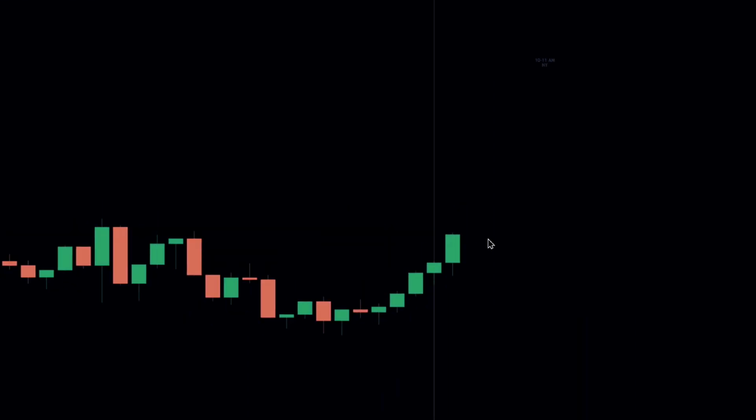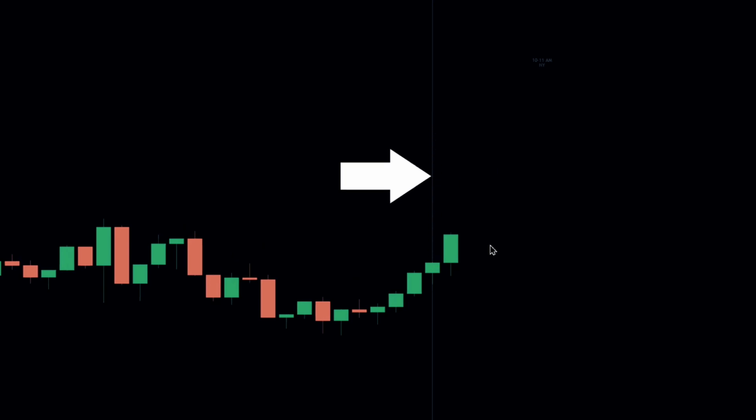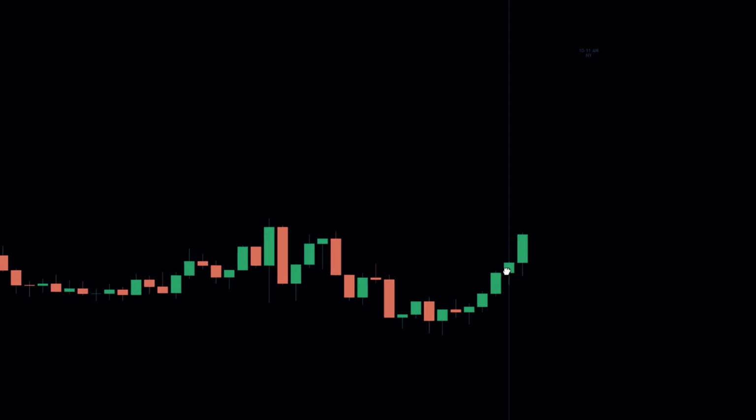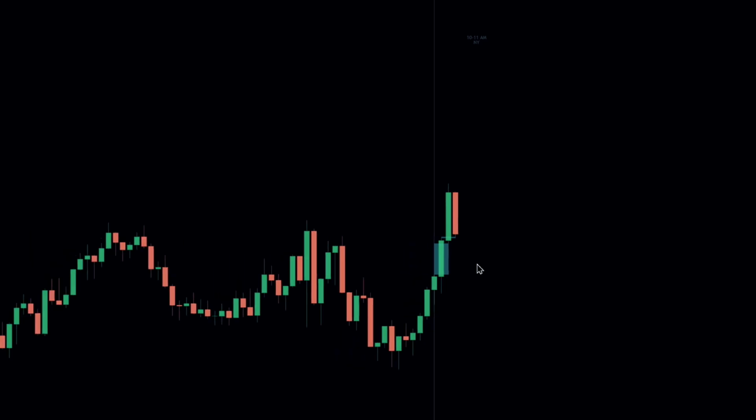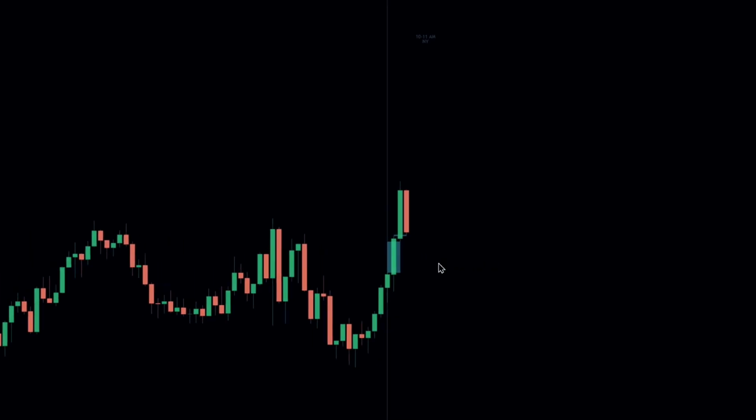is actually pretty straightforward. First, identify a silver bullet window marked by a gray vertical line. Next, look for a bullish fair value gap represented by a light blue rectangle. Once the fair value gap is identified, wait for the price to retest the gap.